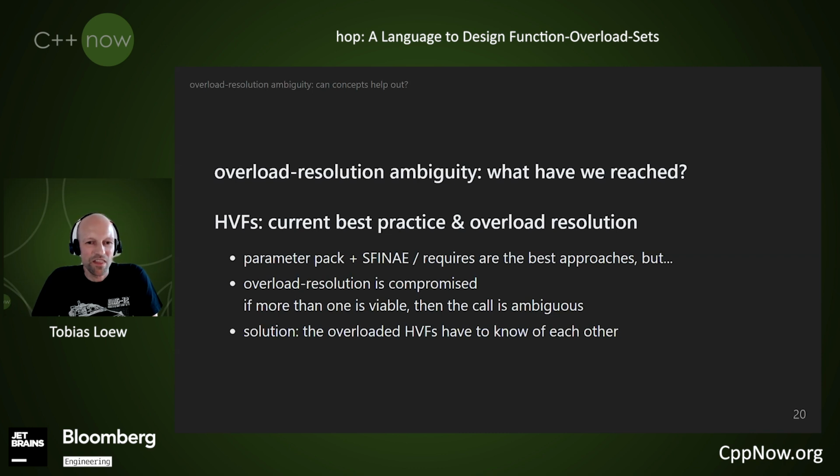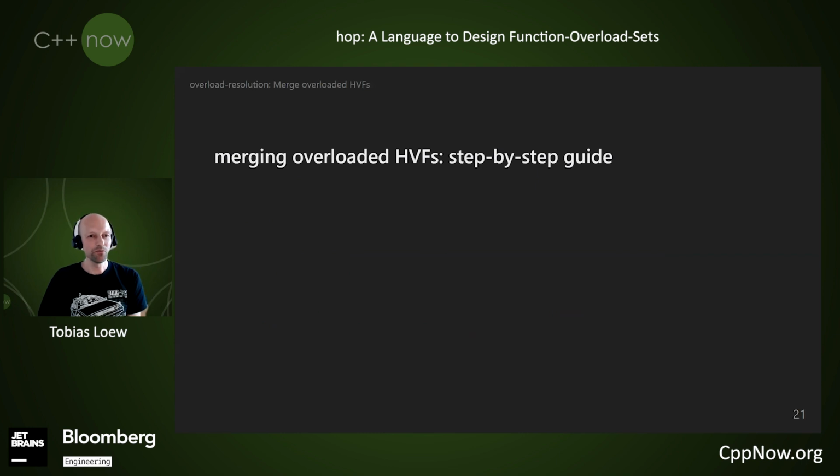The solution is that the overloaded homogeneous variadic functions have to know of each other. They have to somehow decide which of the two is the better one. So we have to merge both overloads into a single homogeneous variadic function. And that's the next part of the talk. I will give you a step-by-step guide on how to do it.